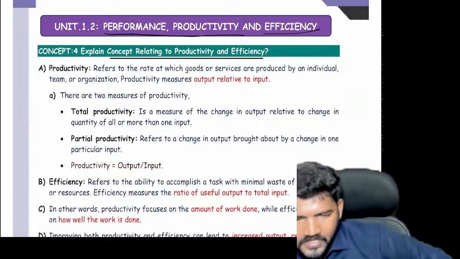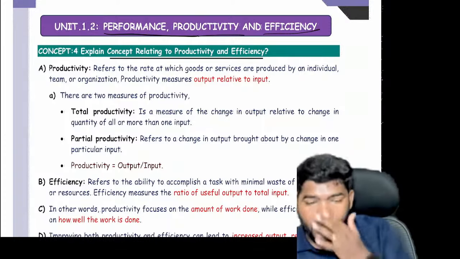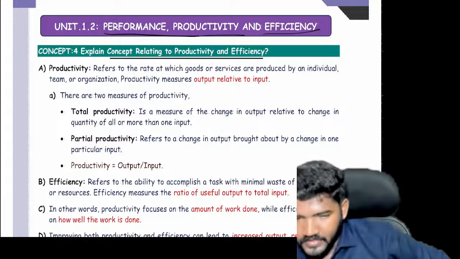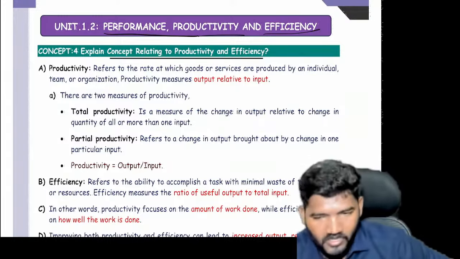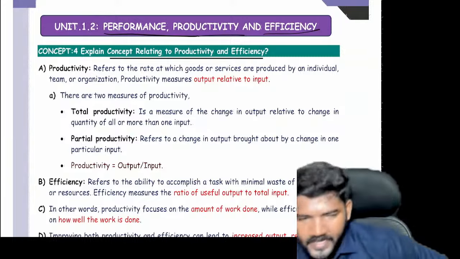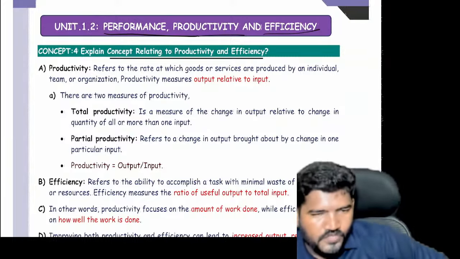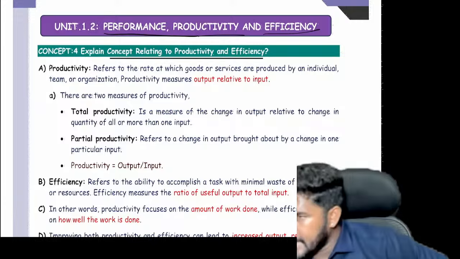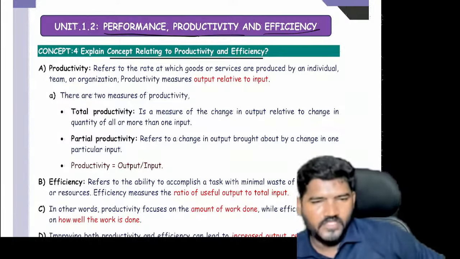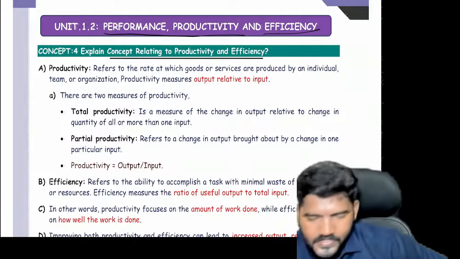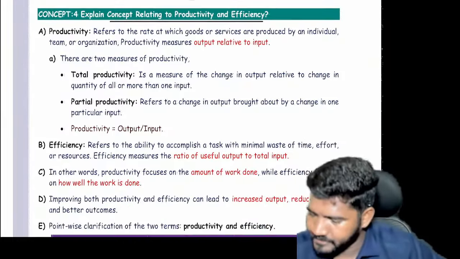It looks similar, but it's not similar. They can prepare a case study based on this concept. That much potential this concept has. So productivity and efficiency are identical things, but not the same things. Let us check.